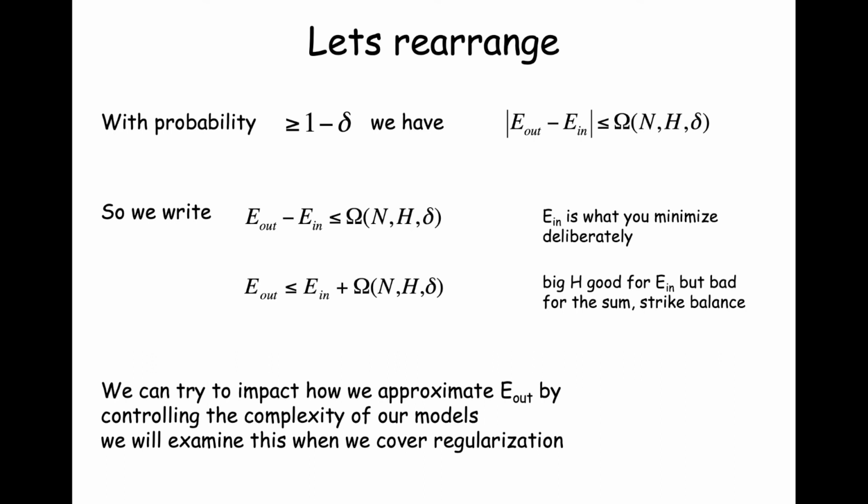And so we can try to impact how we approximate out-of-sample error by controlling the complexity of our model. If we can control this omega, the complexity, that trade-off, we can actually get Ein to be very close to Eout. And we're going to examine how you control this complexity with a mechanism that we'll cover in a few modules that we call regularization.